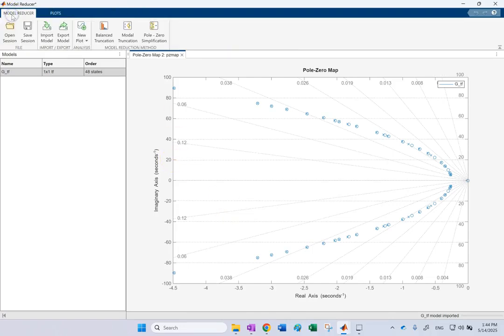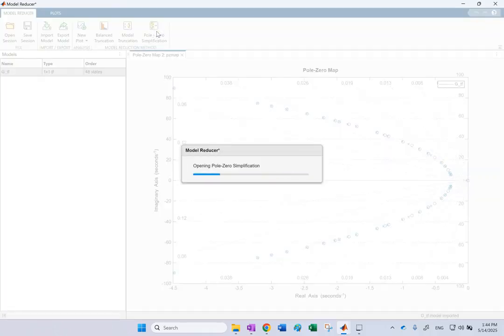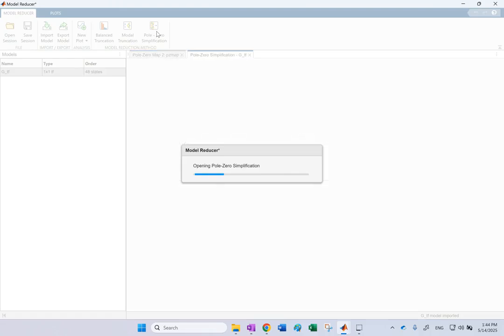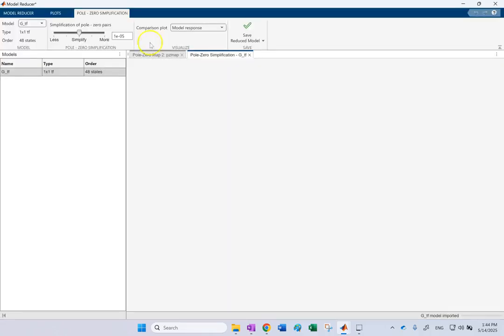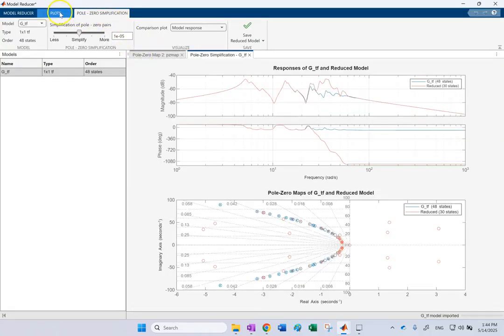So if I go back to Model Reducer, now I can go here to this method called pole zero simplification, or I can go to this method called balanced truncation. So let me show you. If I go to pole zero simplification, it allows me to manually remove some poles and zeros and simplify the system, okay? And then I can export that simplified system into the workspace. I can look at the behavior of that, and I can see some of that behavior also here under plots.